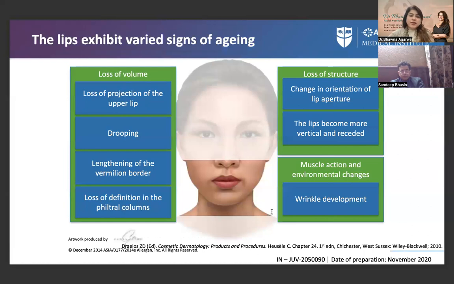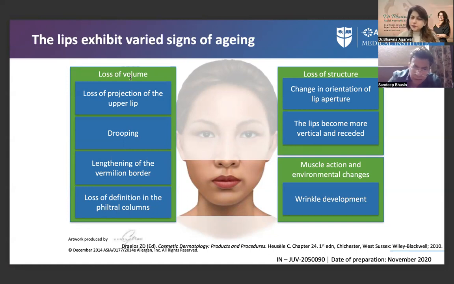Now, this is important because the lips exhibit varied signs of aging. So what are the signs which are related to loss of volume? First of all, projection is lost. Then there will be drooping of the lips, of the corners and commissures, and of the lip itself. Then there will be lengthening of the vermilion border, and loss of definition of the filtral columns. So filtral columns will appear flat. The cupid's bow angle will become more obtuse, more straight. So these are all related to loss of volume.